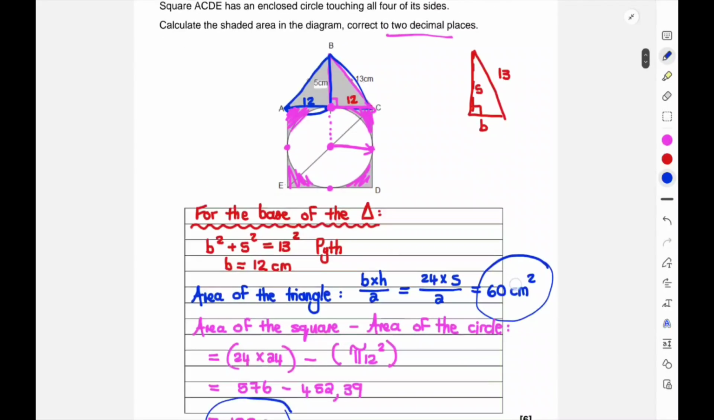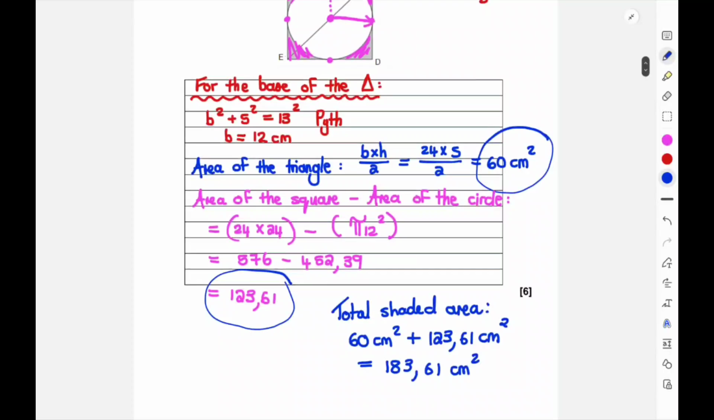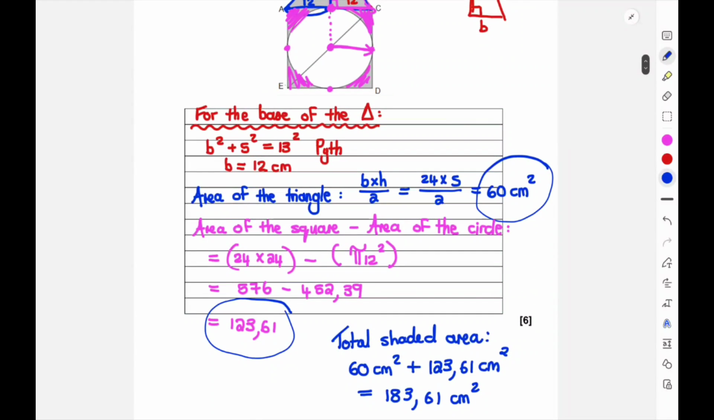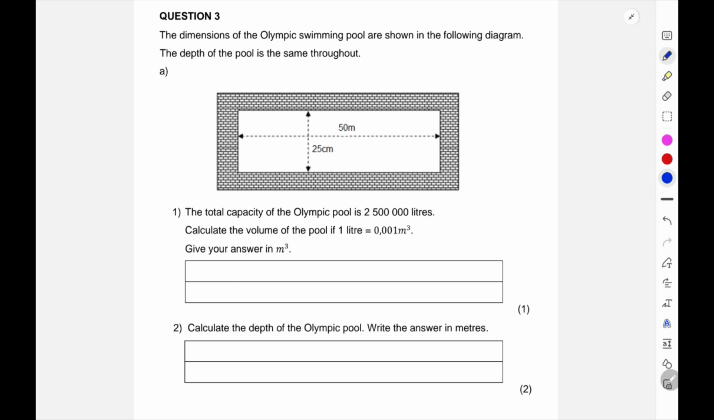There's always triangles in your shape, so please learn your area, mostly your area for the triangle and the circle, and the rest are quite easy. All right, let's look at this question.